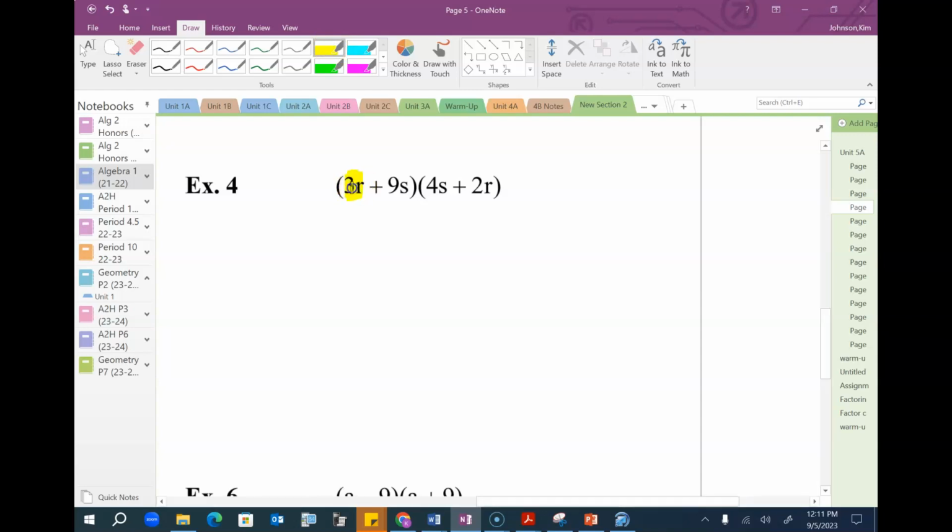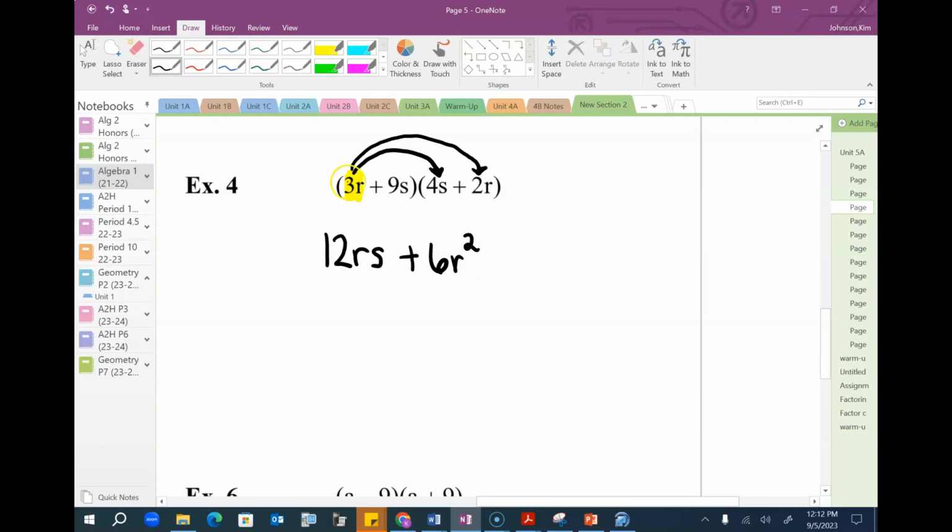So let's start with this 3r. We're going to multiply 3r by 4s. We follow the same process. Multiply the coefficients. 3 times 4 is 12. R times s is just rs. So 3r times 4s is 12rs. Then distribute the 3r to the 2r. 3 times 2 is positive 6. R times r is r squared.